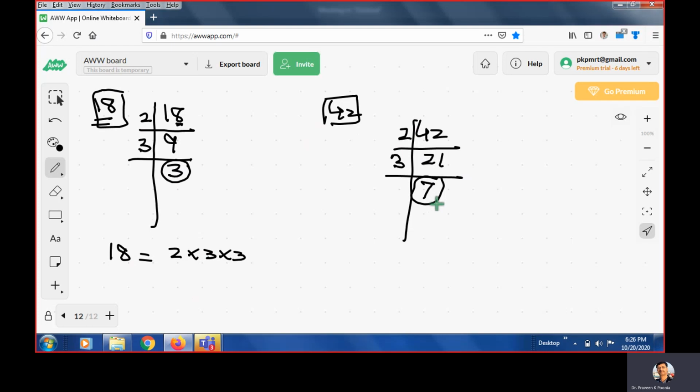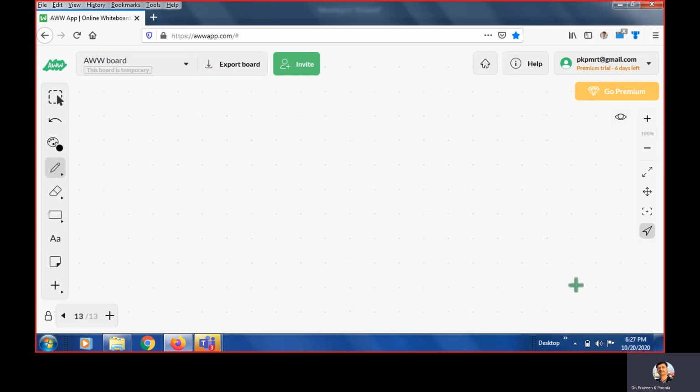Clear? Whenever you get a prime number here, stop. So what are the prime factors of 42? It is 2 times 3 times 7. These are the prime factors of 42. We can take any big number. Let us take one big number so that you can understand. Okay, let us take say 400. Clear?